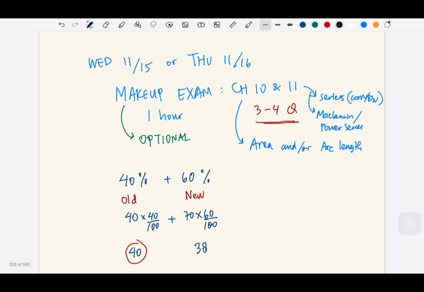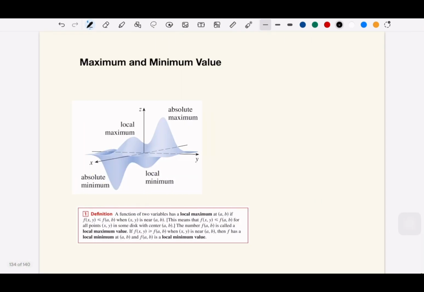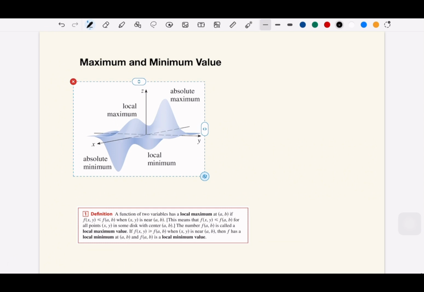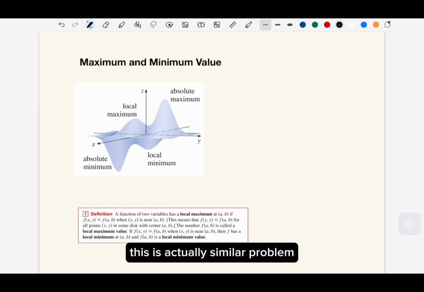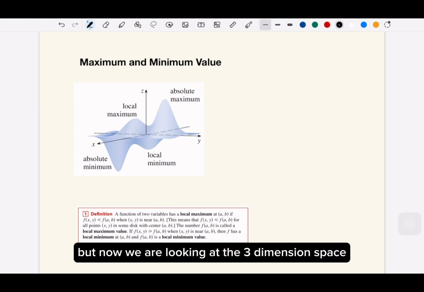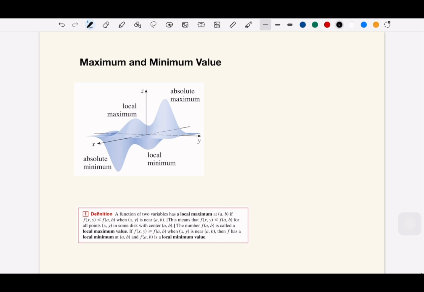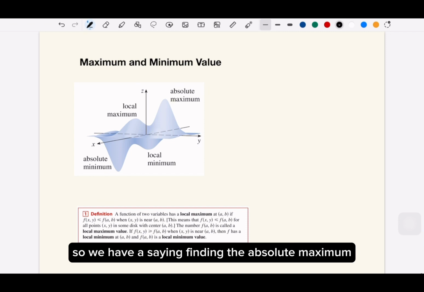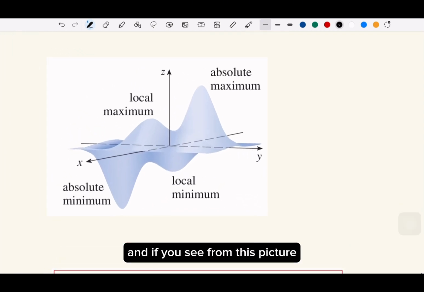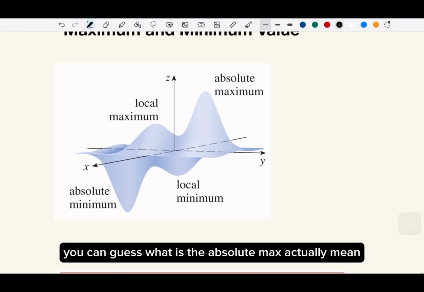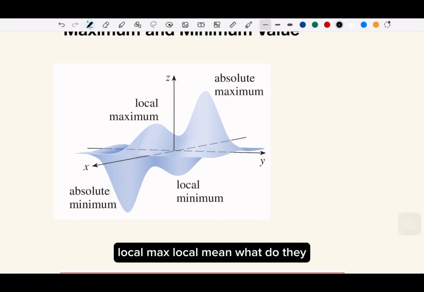So the next part is we are going to continue the sections on the maximum and minimum value. As you may also know from calculus 1, this is actually a similar problem, but now we are looking at the 3-dimension space. So we have the same, finding the absolute maximum, absolute minimum, local maximum, local minimum. Okay. And if you see from this picture, I think you can guess what they represent in the graphs, right?